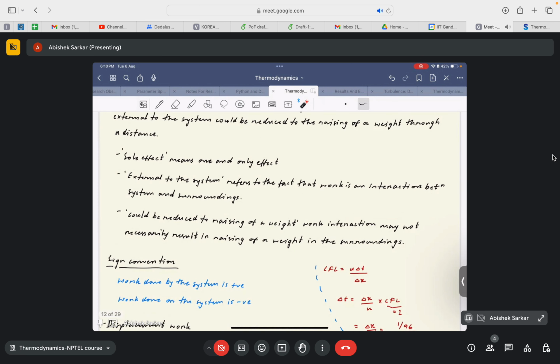So I hope it was clear. The definition should not be misleading. It's just a standard way of defining work done, or work interactions, in the subject of thermodynamics.